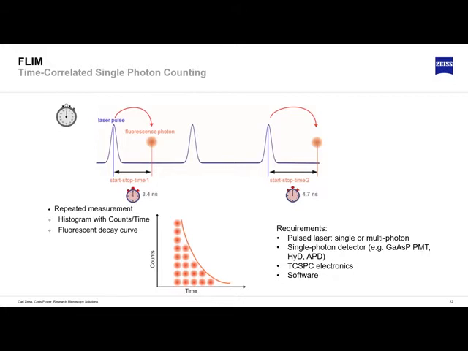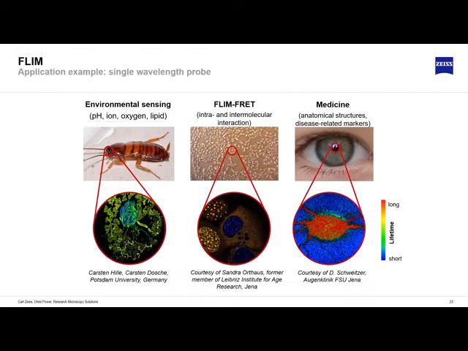And by doing that, you can pick apart things like environmental change, so be it pH or oxygen or ion indicators. You can look at changes in lifetime when two molecules are very close to each other, which is done in FRET experiments. And you can look at things like disease markers where disease tissue might exhibit a different lifetime.